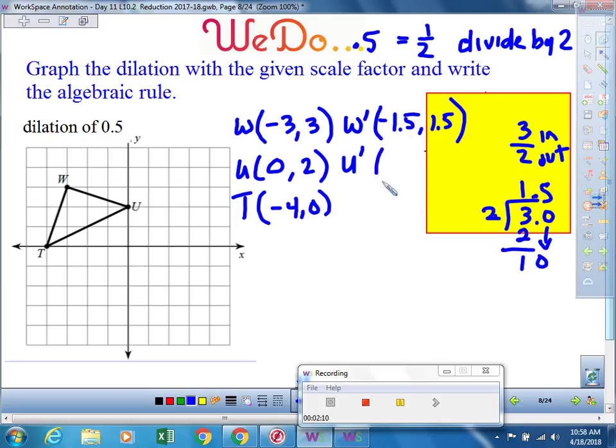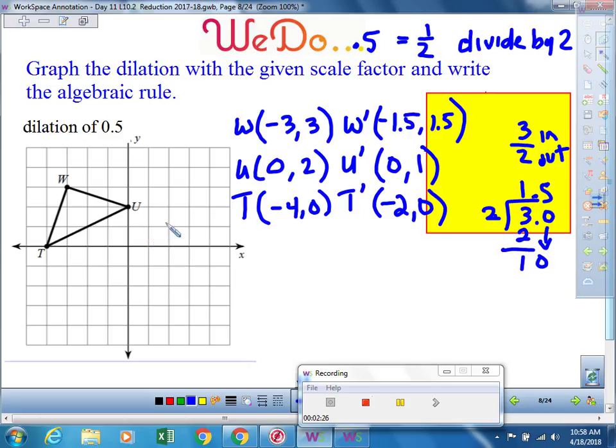U prime, half of 0 is 0. Half of 2, 1. And then T prime, half of -4, -2. So you're just taking half. And then 0 remains 0. And then you plot these new ones.